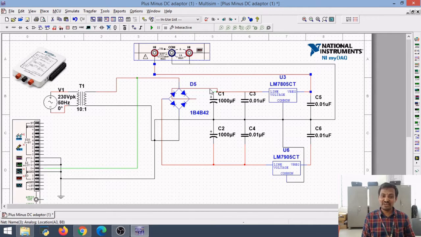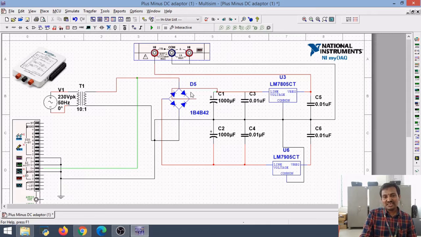The second important factor is the peak inverse voltage. What do we mean by peak inverse voltage? It is the maximum reverse voltage that a diode can withstand without disturbing the junction. That means how much voltage a diode can withstand in reverse bias conditions. Here we have taken two types of regulators: one is the fixed positive voltage regulator and the second is the fixed negative voltage regulator.